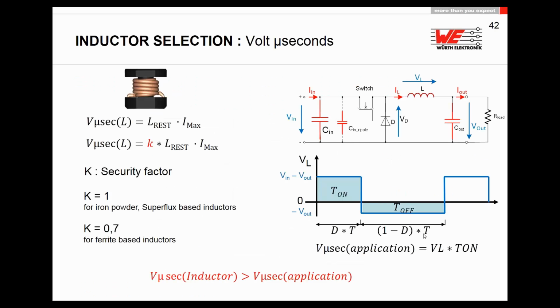And for safety reasons, you should consider some security factor. For iron powder, alloys, and Superflux based inductors, you can take this as it is, with a factor of 1. For ferrite based inductors, you should use 0.7, so 70% maximum of that.